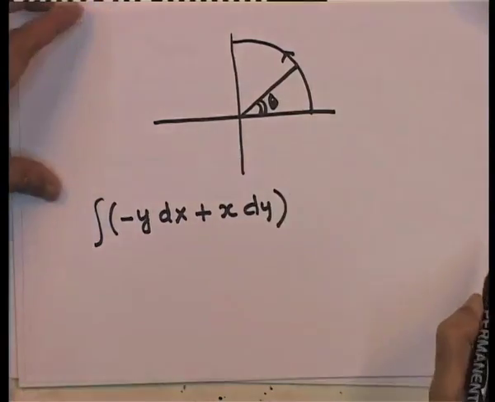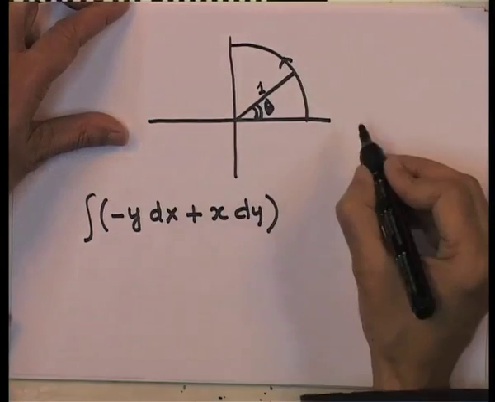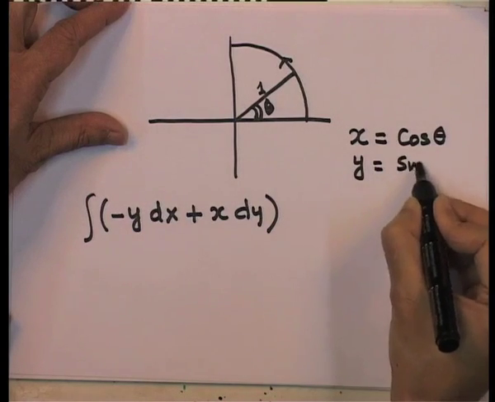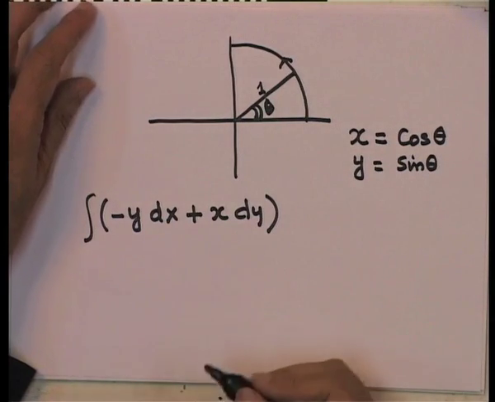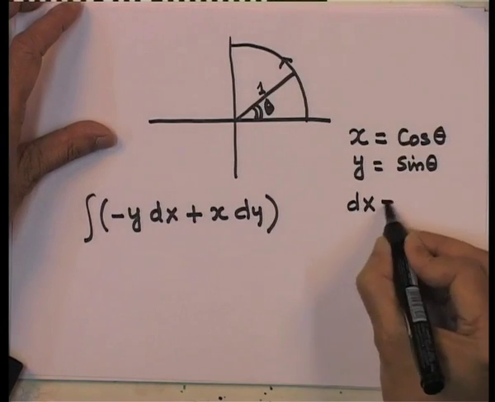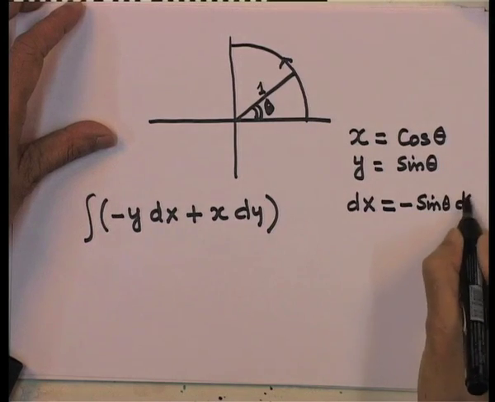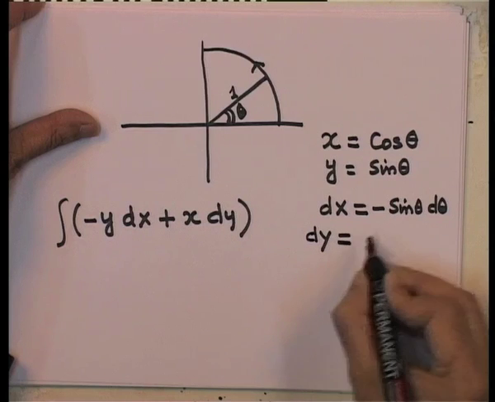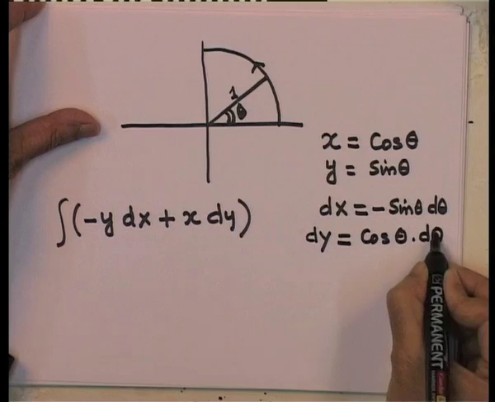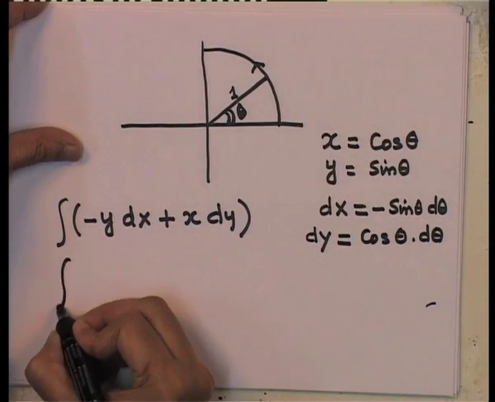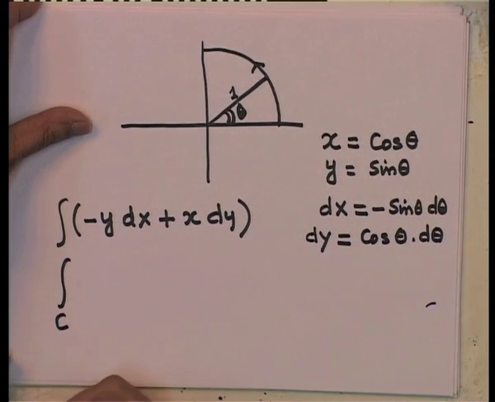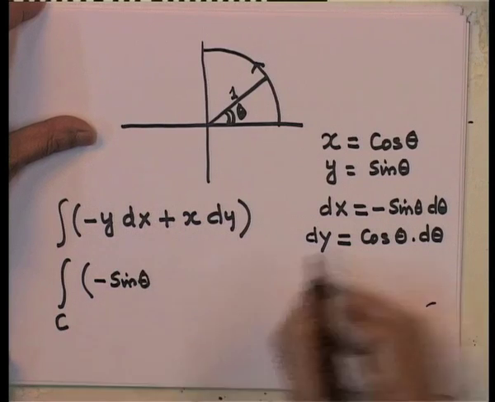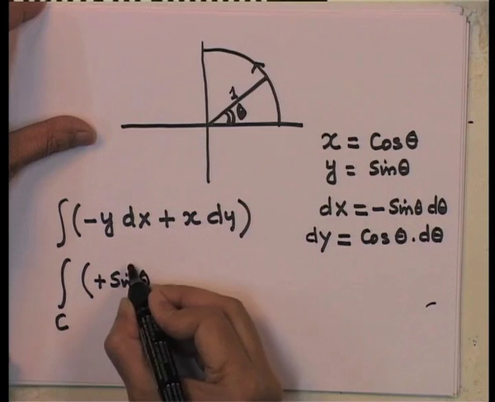In terms of this theta, since the radius of this circle is 1, I can write x is equal to cos theta and y is equal to sin theta. So, dx is minus sin theta d theta, and dy is cos theta d theta. So, you notice that this integral, which is over the curve C, has minus y, which is minus sin theta, and dx is another minus sin theta d theta. So, minus minus plus sin square theta d theta.